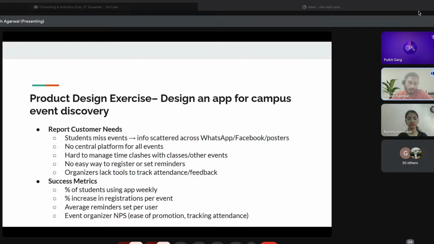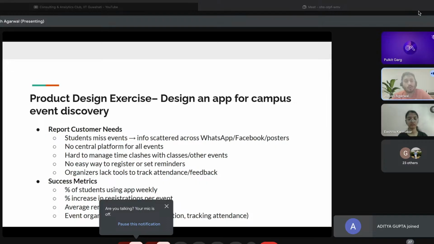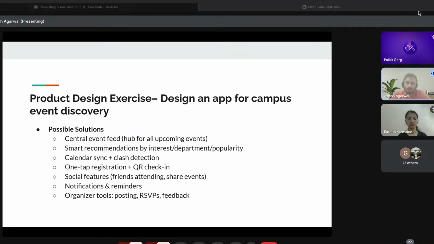Okay, so now we have clarified the problem, defined who our users are, then the pain points, and then the success metric. Now we'll go on to define possible solutions basis the problems that we have. These could be a few solutions that come to mind. There can be a central event feed, then smart recommendations basis your interest, department, popularity. For the problem of event clashes between classes and multiple events, there can be a calendar sync.